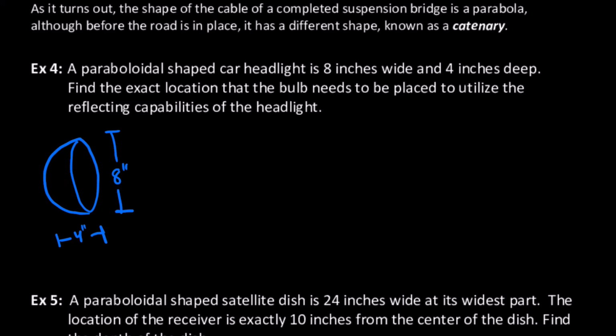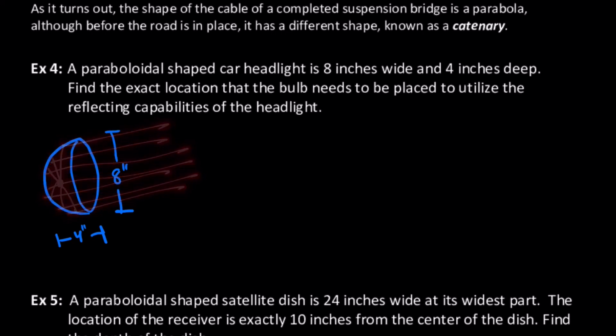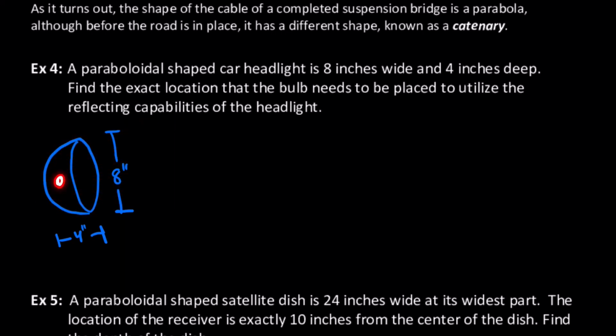Find the exact location the bulb needs to be placed to utilize the reflecting capabilities. So basically there's a bulb here somewhere, and all that light bounces off the reflector and comes out parallel. Now we need to figure out where we are going to put that. So I want to take a cross section of this headlight, actually I should stop it right here, and put that on an XY plane. Okay, let's make a sketch.